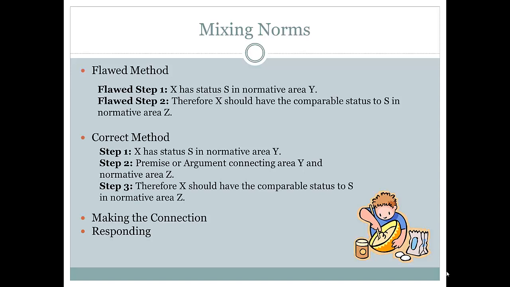Now, in terms of doing it in a way that is not well supported, there is the flawed method. It involves two flawed steps. Step 1 is to claim that X, whatever is being talked about, has status S in normative area Y. Flawed step 2 is that therefore X should have a comparable status to S in normative area Z.